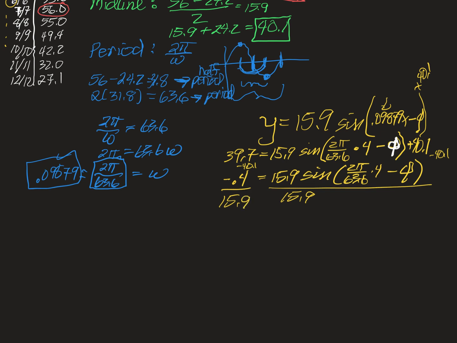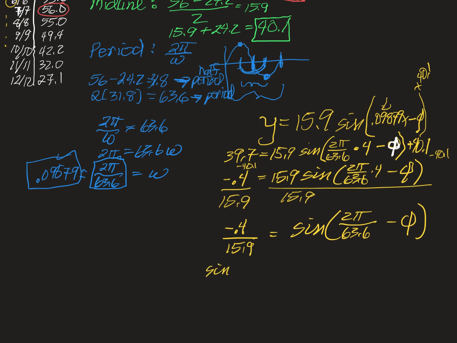Now, unless this is a nice number, so let me see, negative 0.4 divided by 15.9. That is not a nice number, so I'm going to leave it like that. You do not want to do your calculations and have round off error, because then your problem will be wrong. So we're going to leave it as negative 0.4 over 15.9 equals the sine of 2 pi over 63.6 minus phi. All right, so now we have to take the inverse sine.